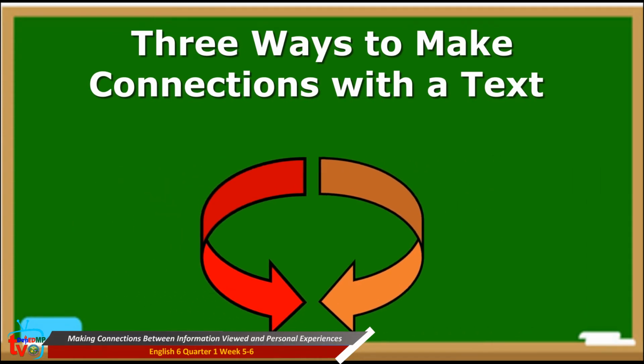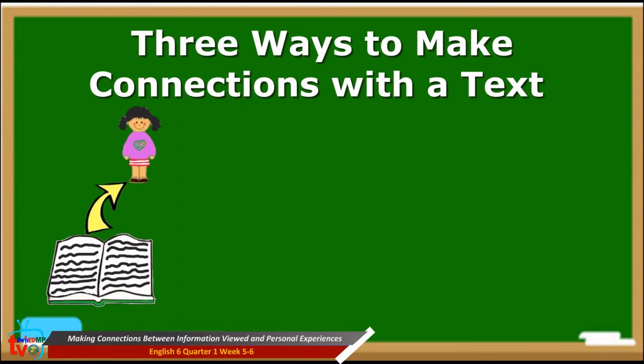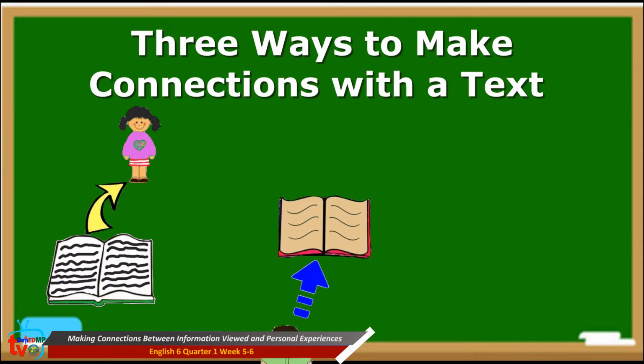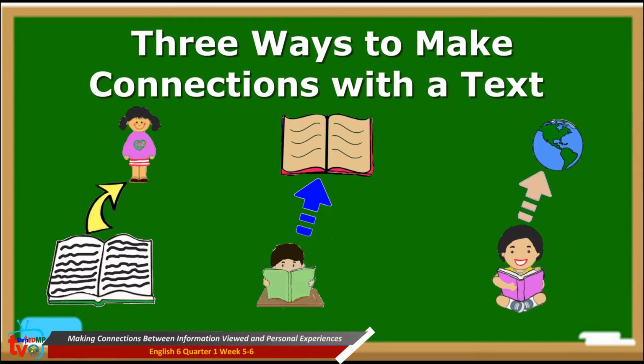There are 3 ways to make connections with a text. The first one is text to self. The second one is text to text, and the third one is text to world. Before we start making connections, let us study each way. Let us start with text to self.